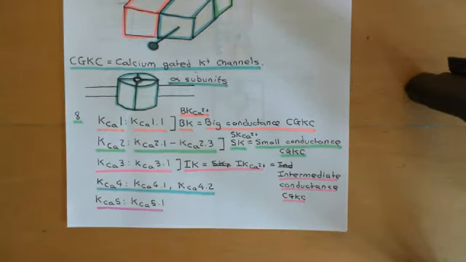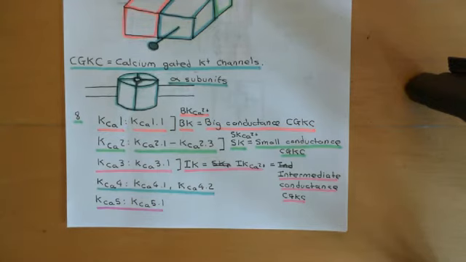Okay, so welcome back to this next video in which we are discussing voltage-gated ion channels. We're currently in the process of discussing calcium-gated potassium channels, and we've just been discussing the big conductance calcium-gated potassium channels. What we're now going to move on to is the other types of calcium-gated potassium channel that I said we were going to study in more detail.